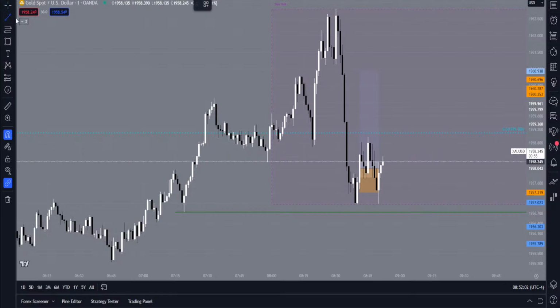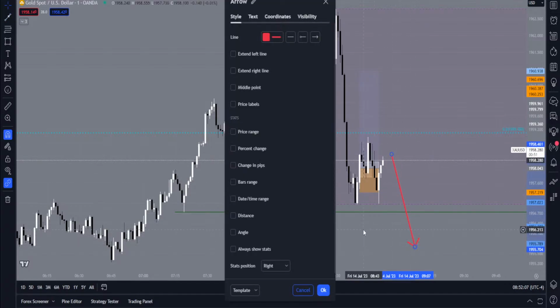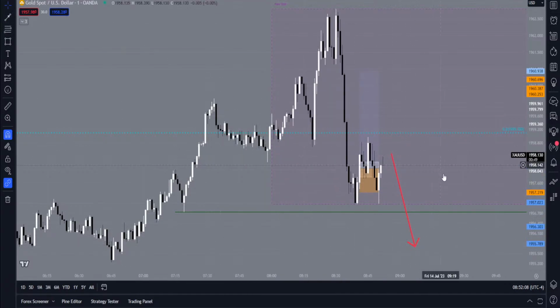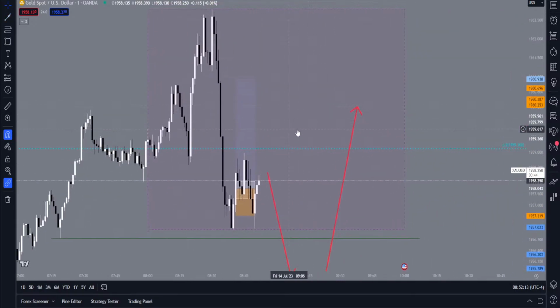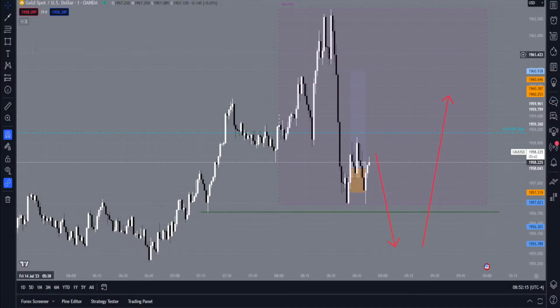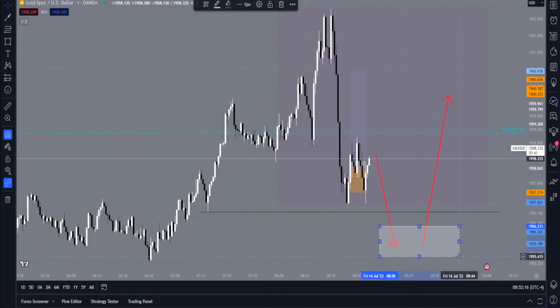Let me go ahead and put some arrows over here. So we wanted something like this. And we want our trade to be somewhere in here.